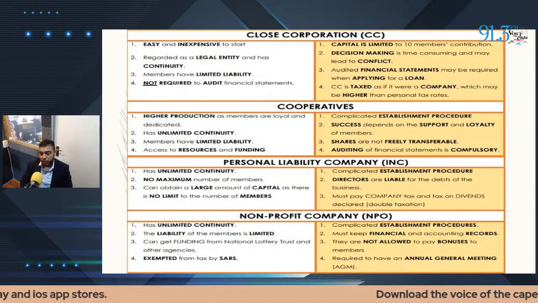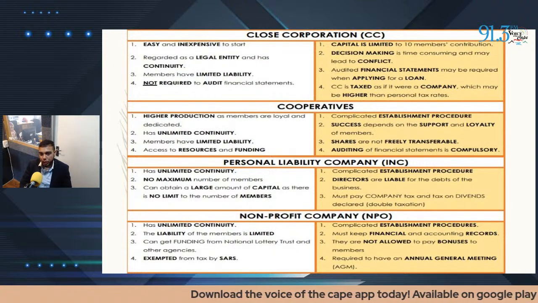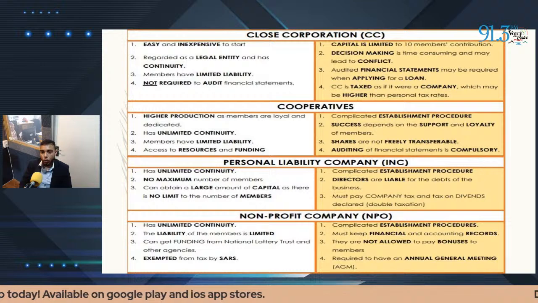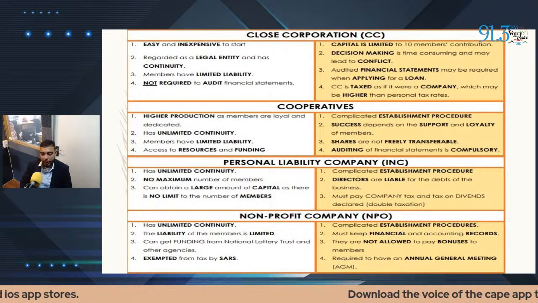Disadvantages now: complicated establishment procedures. It must keep financial and accounting records. They are not allowed to pay bonuses to members. It's required to have an annual general meeting once a year.